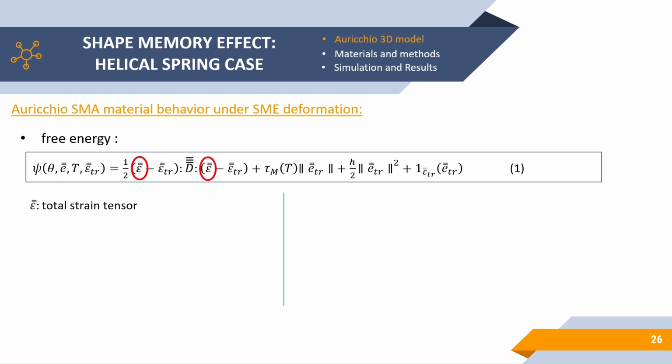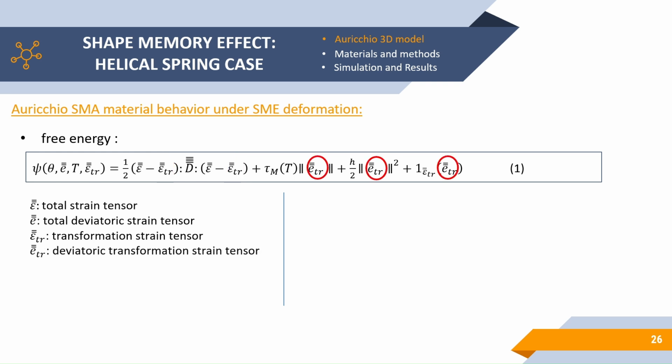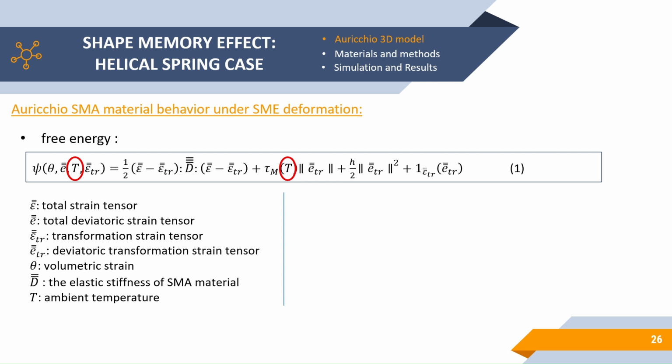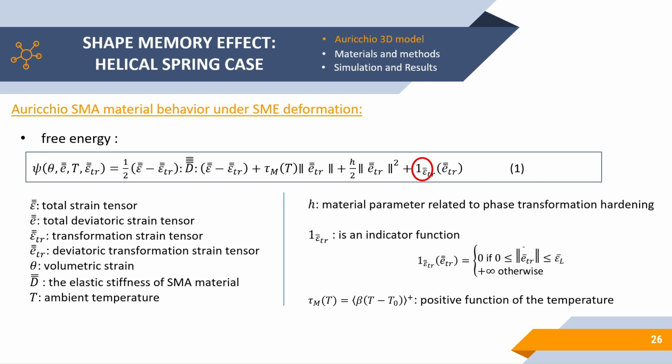Where epsilon is the total strain tensor, E is the total deviatoric strain tensor, epsilon TR represents the transformation strain tensor, ETR is the deviatoric transformation strain tensor, theta is the volumetric strain, D is the elastic stiffness of the shape memory alloy material, T is the ambient temperature, H is a material parameter related to phase transformation hardening, and of course the indicator function defined as follows.